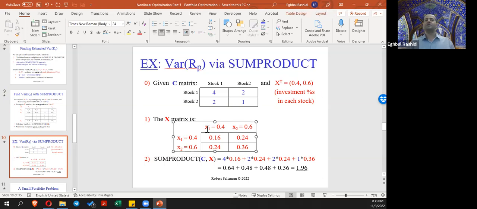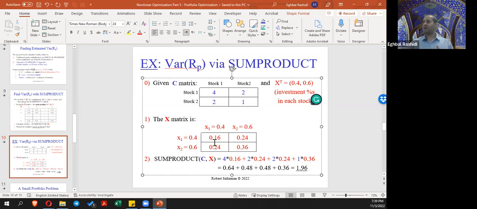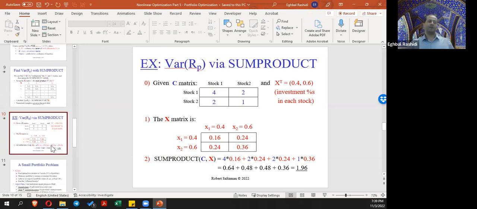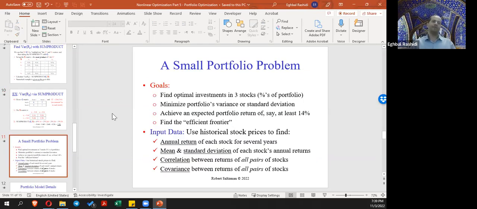This is the matrix. This is my portfolio. Say I have only two stocks: 40% of my portfolio has to be in stock one and 60% in stock two. This is the X matrix, with rows and columns, N by N, two by two. Row one, column one is X1 multiplied by X1, so 0.4 times 0.4 is 0.16. Row one, column two is X1 multiplied by X2, 0.4 times 0.6, which is 0.24, and so on. I'm going to skip over that and get to Excel.